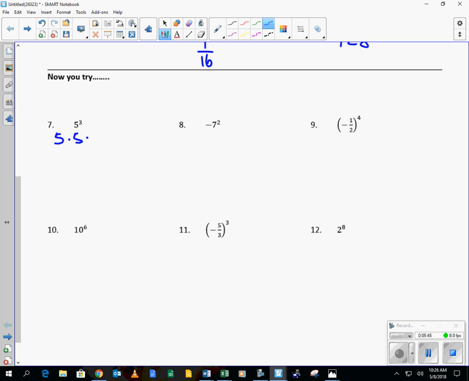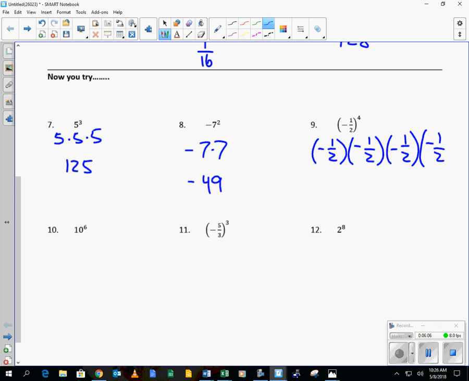Times 5 times 5, which is 25 times 5 or 125. Negative 7 squared will be negative 7 times 7. The negative is on the outside, so we don't square the negative. We get negative 49. Here the negative is on the inside, so negative 1 half times negative 1 half times negative 1 half times negative 1 half.